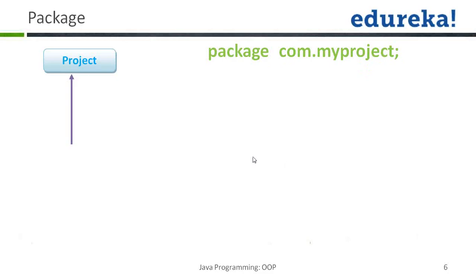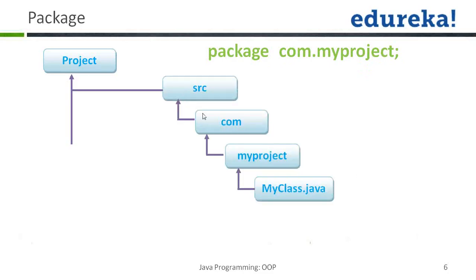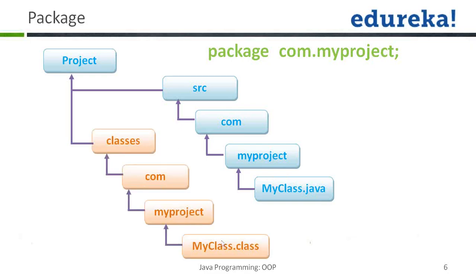This package is present in the project. Then you have your source folder. Within that, you have your package, that is the com folder, myproject, and MyClass.java. This is your class present within the package. Finally, when you compile this code using the Java compiler, this package structure gets replicated, and you get another package, com, myproject, and finally MyClass. When you go back to your Eclipse workspace, you'll find another folder, classes. Within that you'll find com, myproject, and then your MyClass.class.